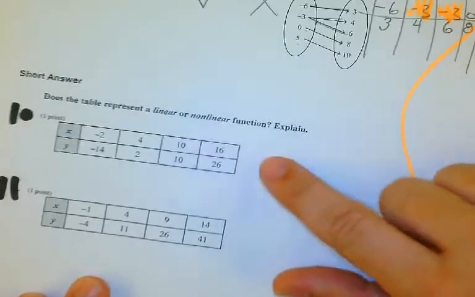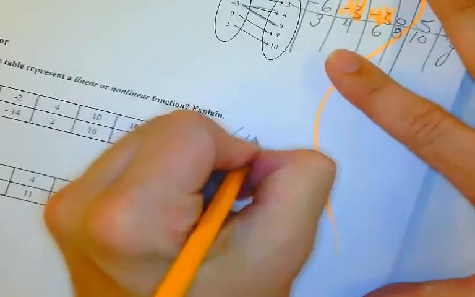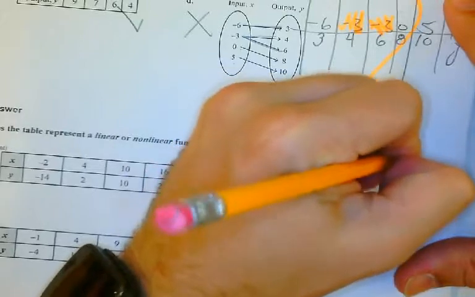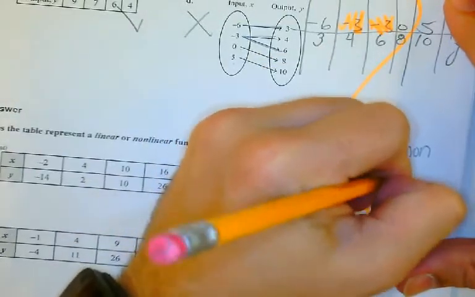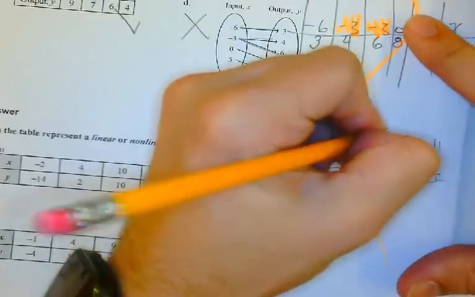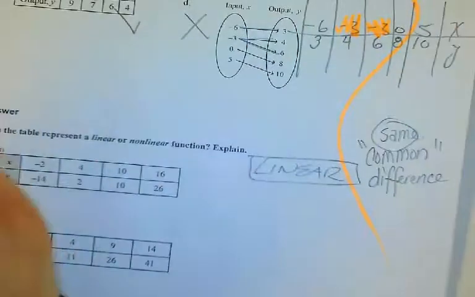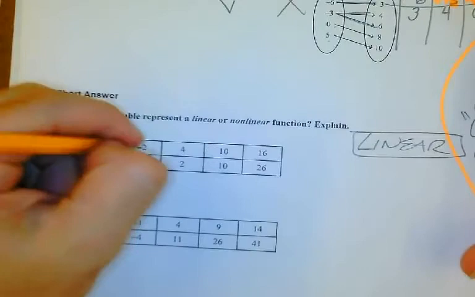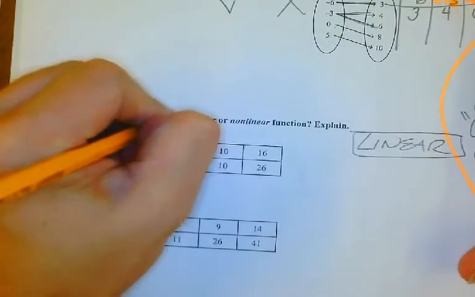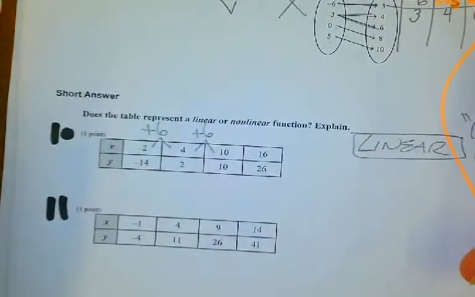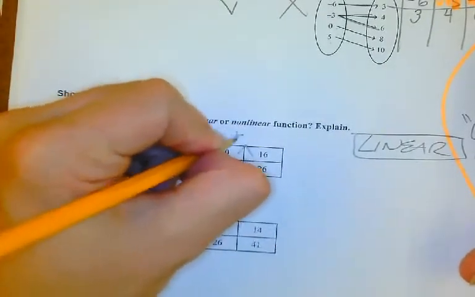Down here, we're going to talk about linear. This is something different, and this means we're looking at common difference. And same, common, we mean same. It needs to repeat through the whole thing. So from -2 to 4 is add 6. From 4 to 10 is add 6. From 10 to 16 is add 6.